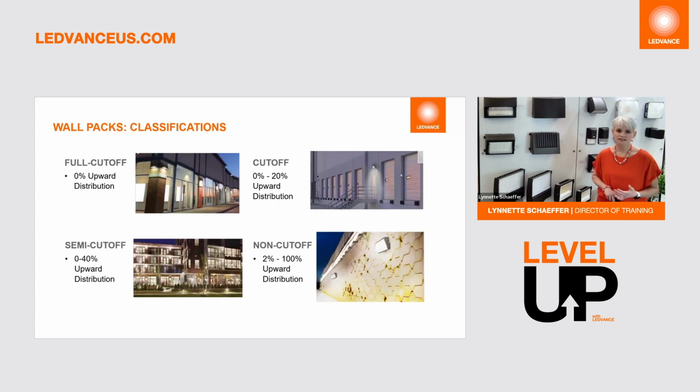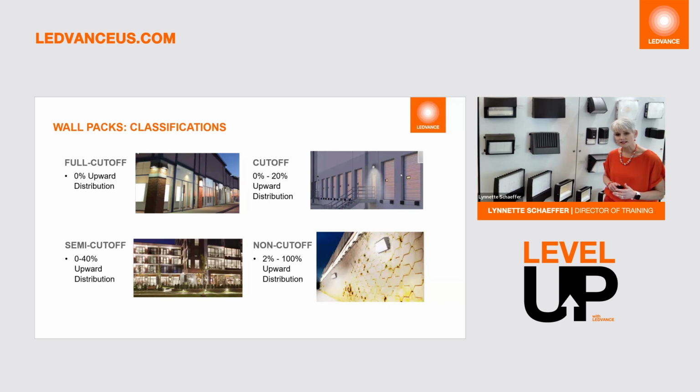Now, when it comes to wall packs, the IES has 4 classifications, which were originally developed in 2000. The first one is full cutoff, which provides 0% upward distribution, meaning all the light coming out of the luminaire will be directed downward. There's also the semi cutoff, which provides between 0% to 40% upward distribution. Next, we have the cutoff wall pack, and that provides 0 to 20% upward distribution. And there's also the non-cutoff that provides anywhere between 2% to a full 100% upward distribution.